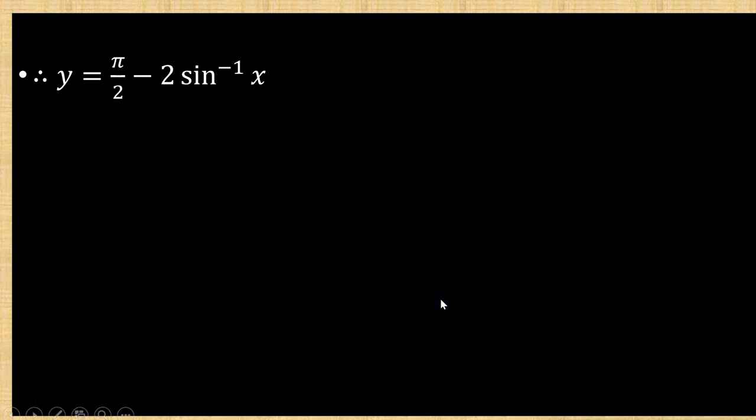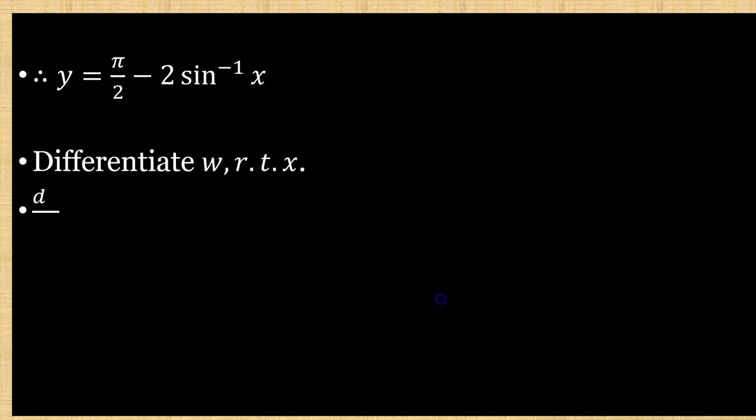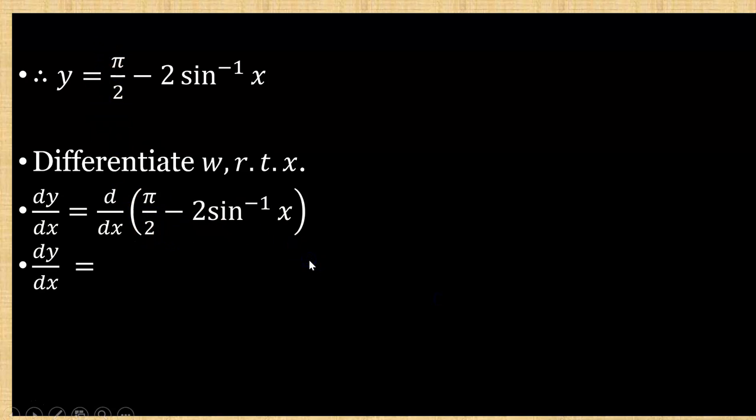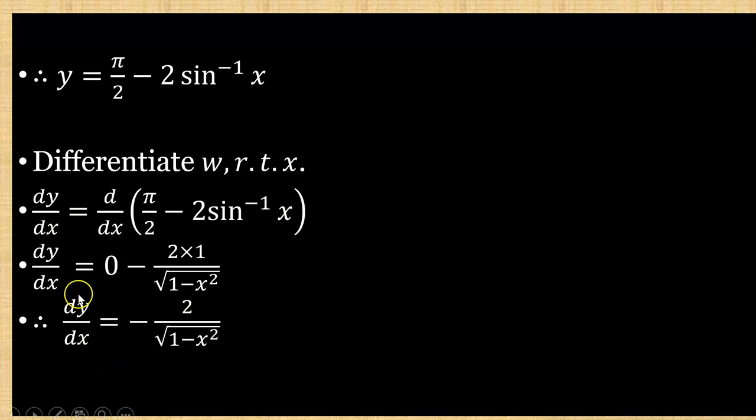We differentiate this with respect to x. dy by dx equals d by dx of pi by 2 minus 2 sin inverse of x. The derivative of the constant pi by 2 is 0, and the derivative of sin inverse of x is 1 upon the square root of 1 minus x square, and this is multiplied by 2. Therefore it is 2 times 1 upon the square root of 1 minus x square, and that's why the answer is dy by dx equals minus 2 upon the square root of 1 minus x square. Now the question number 5.